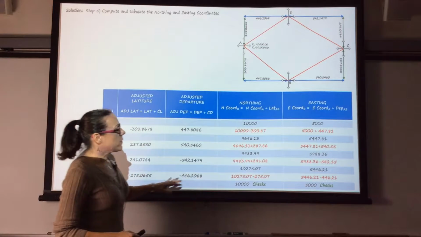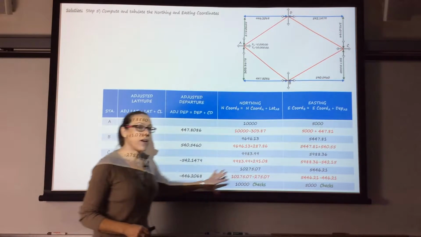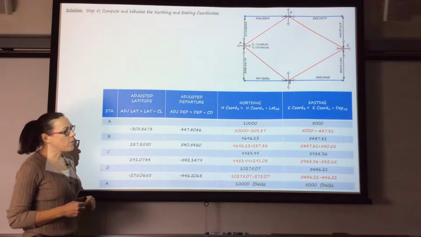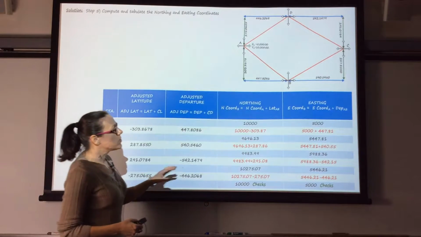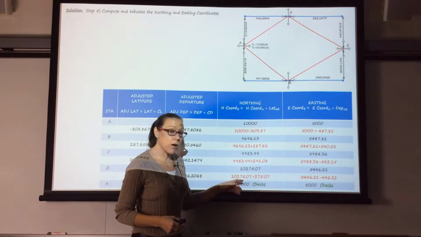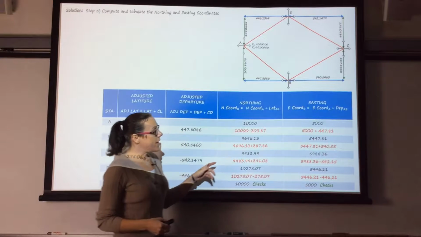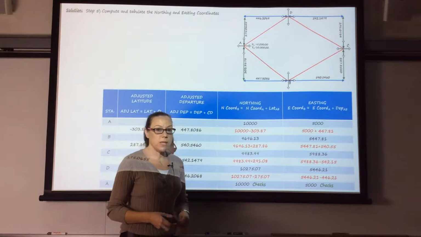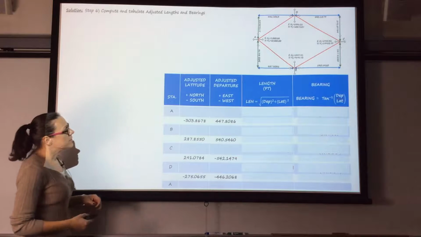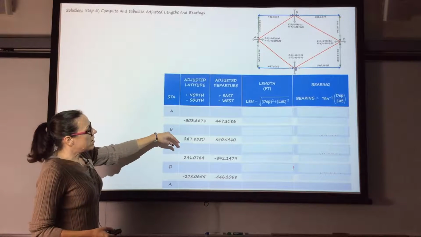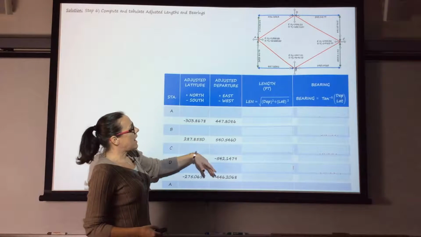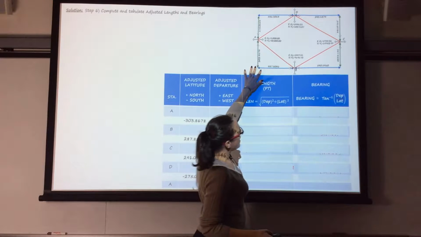Once we figured out the northing and eastings, we're going to now use this value to correct for the indirect method. So we're going to use the northing and eastings to solve for our bearing, change it to an azimuth, and get a new length between the lines. So here are our adjusted departures and latitudes. These are the corrected ones.